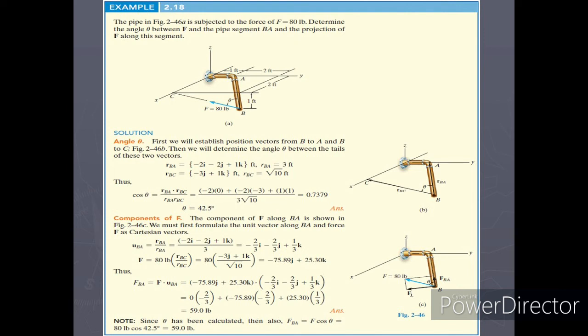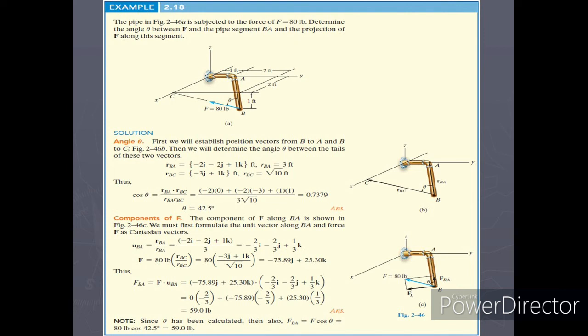Here we have a pipe that is subjected to the force F equal to 80 pounds. You can see that at point B. Determine the angle theta between F and the pipe segment BA and the projection of F along this segment. We want to find the angle theta between the force and BA and the projection of F along BA.